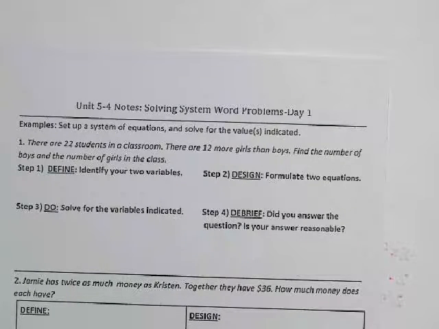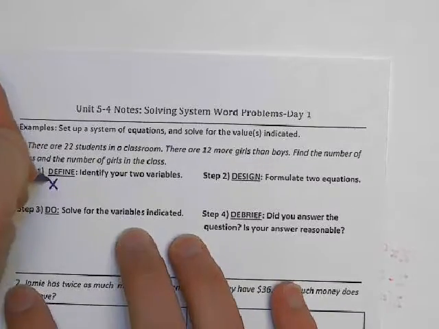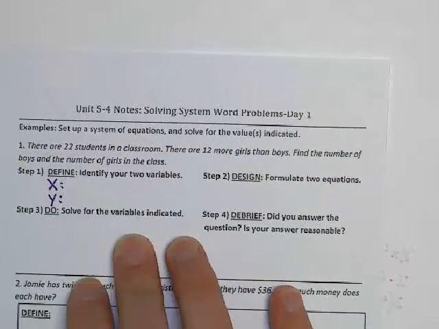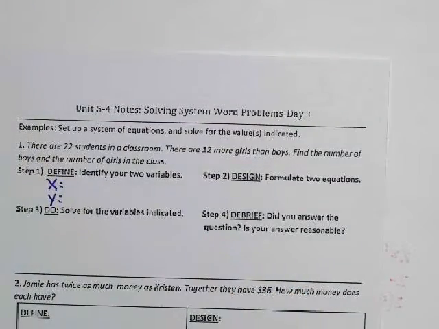It says there are 22 students in a classroom. There are 12 more girls than boys. Find the number of boys and the number of girls in the class. So step 1 says define. Identify your 2 variables. Okay, so it's telling you you're going to have 2 variables. So what are the 2 variables we use when we write an equation? X and Y.